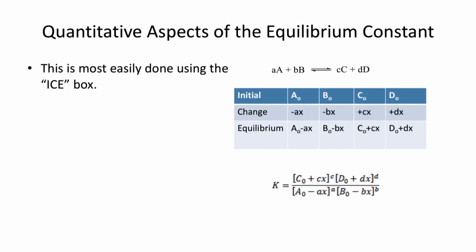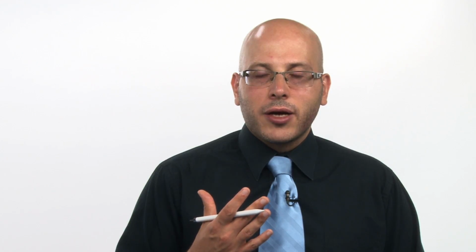So the key approach to solving these problems is to create something called the icebox. Okay? I personally didn't create the term icebox. Somebody else did. But I like the phrase and so I kept it. And the letters ICE in the icebox are actually an acronym. So the I stands for initial, the C stands for change, and the E stands for equilibrium. Okay, and so the easiest thing to do is to basically put numbers into this icebox and then set up the expression for the equilibrium constant.